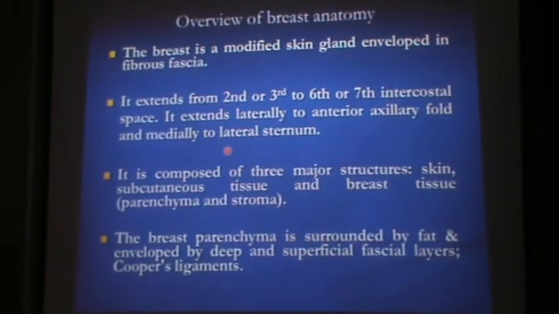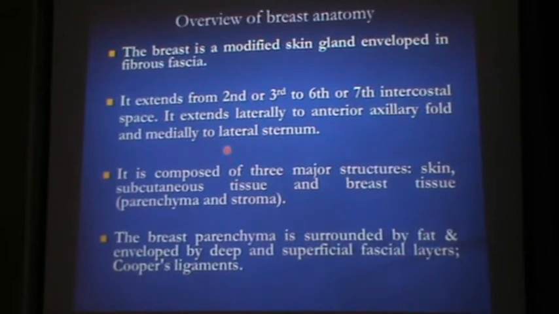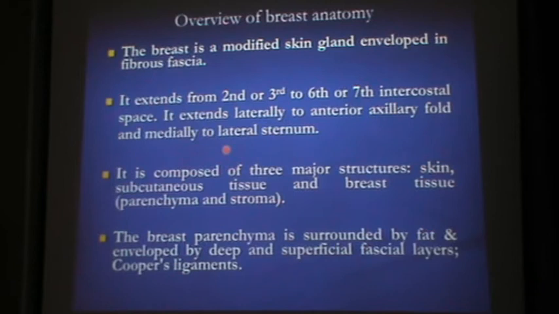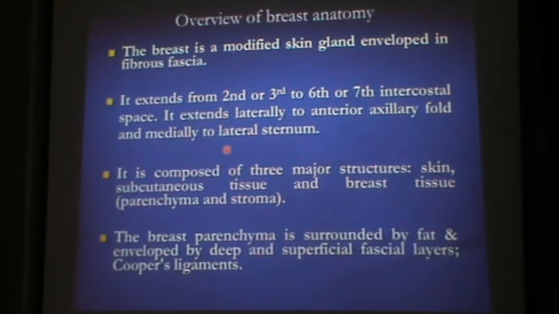It extends from the second or third to the sixth or seventh intercostal space. It extends laterally to the anterior axillary fold and medially to the lateral sternum. It is composed of three major structures: skin, subcutaneous tissue, and the breast tissue, which is the breast parenchyma and the stroma. The breast parenchyma is surrounded by fat and enveloped by deep and superficial fascial layers and the suspensory ligament.